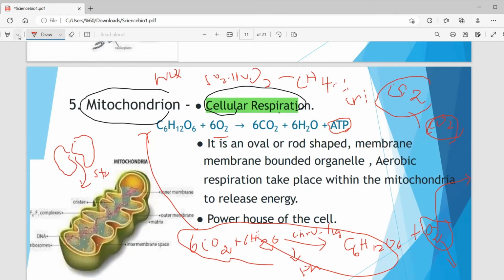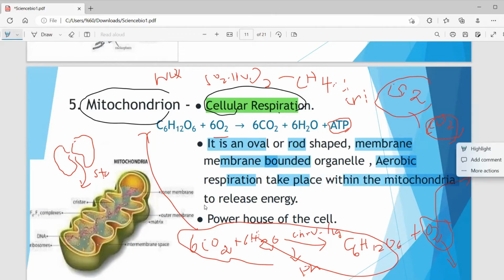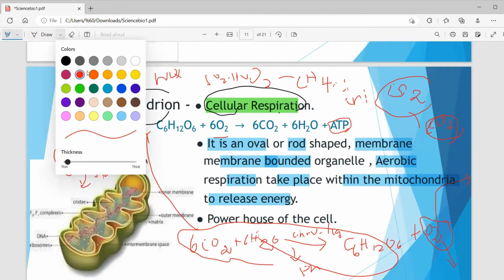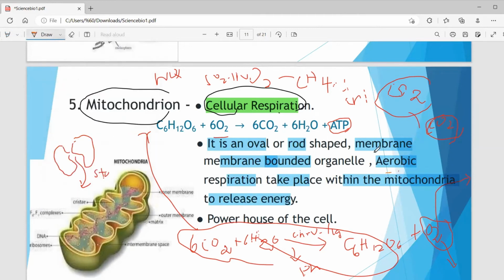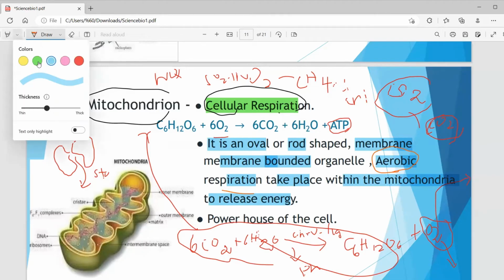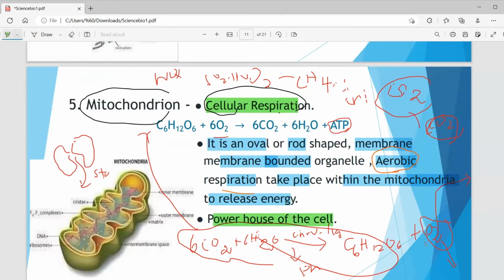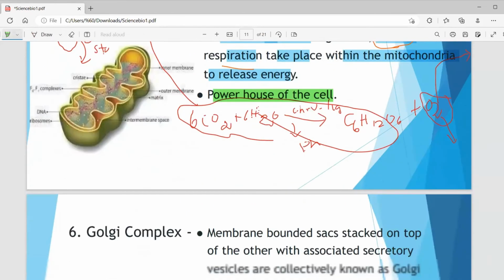So it is an overall rod shaped, membrane bounded organelle. Aerobic respiration, not anaerobic, right? It takes place within a mitochondria and releases the energy. It is very important, what respiration takes place? Aerobic, not anaerobic, right? Aerobic respiration takes place, and it is known as the power of the cell.